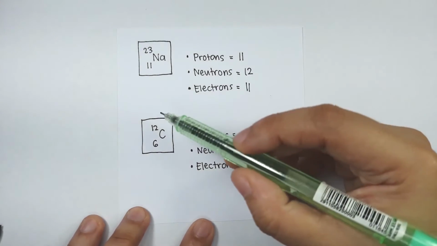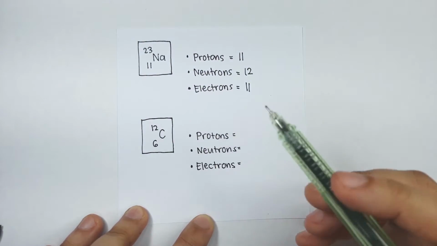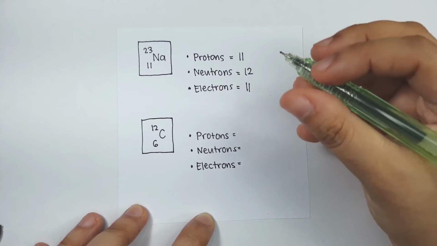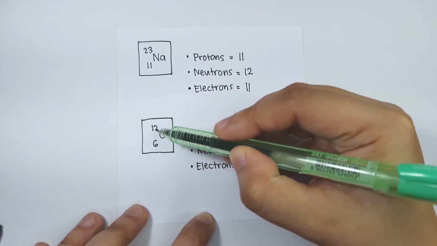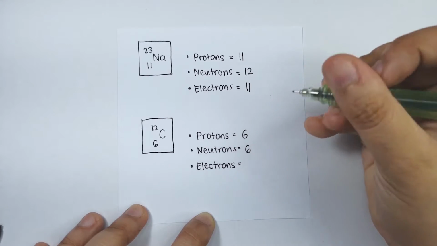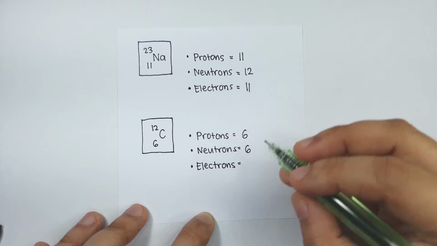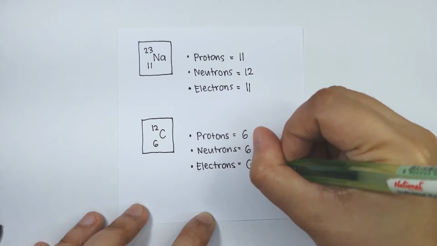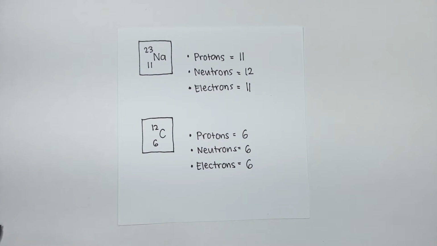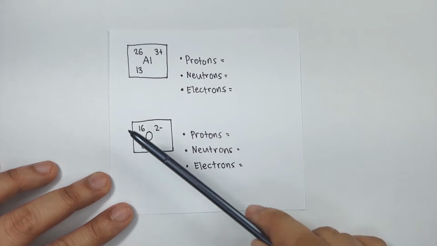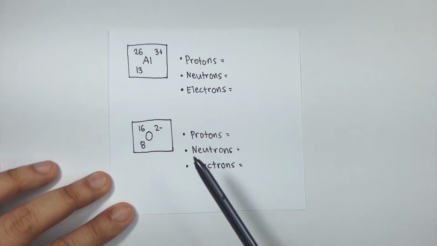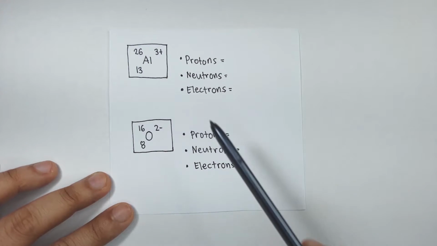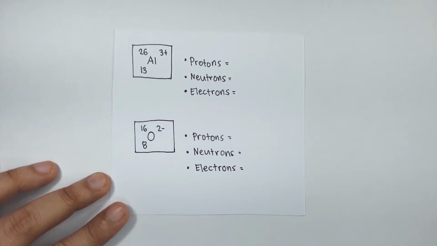So try natin to another example. 12C6. The number of protons is equal to 6. The number of neutrons is equal to 12 minus 6, that is 6. And last is the number of electrons is 6. Kasi di ba neutral in charge siya, so dapat equal lang siya sa number of protons. Pero what if for example, 26Al13, 3+. So ba't may 3+, ma'am? So ito class, this is an ion.